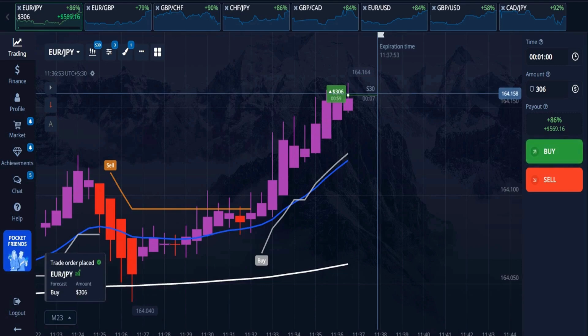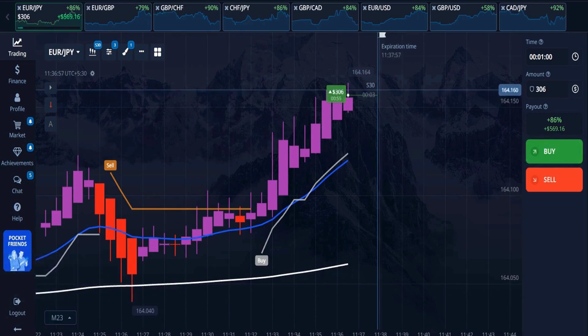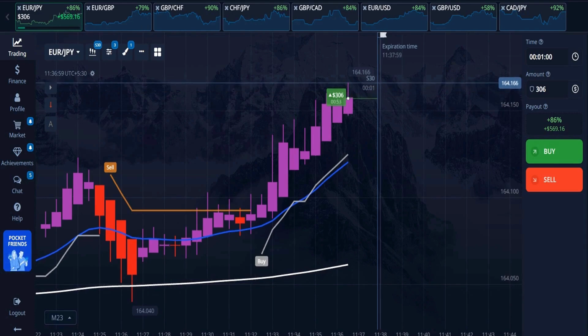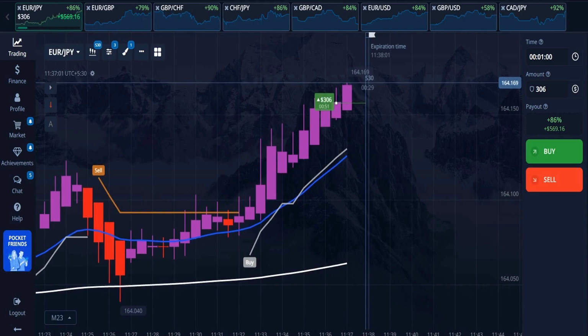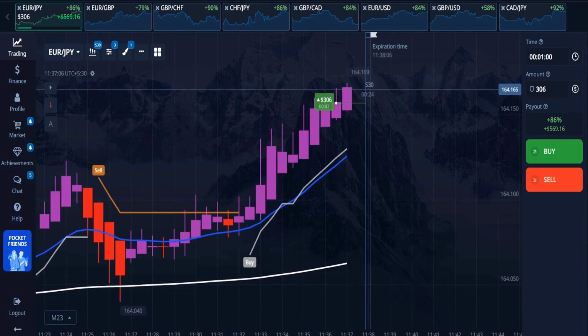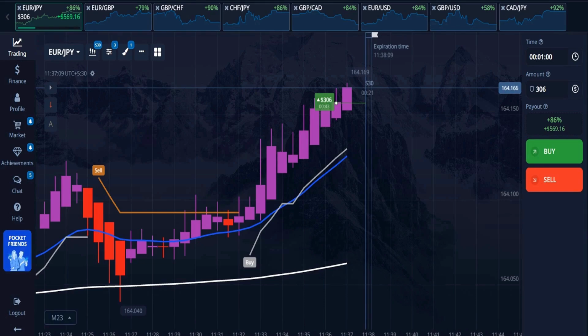For a buy trade, follow these rules. The gray Supertrend line should cross above the blue EMA. Both the blue EMA and the white EMA must be sloping upward. The white EMA must be below the Heikin Ashi candles. When all these conditions are confirmed, it's time to enter a buy trade.